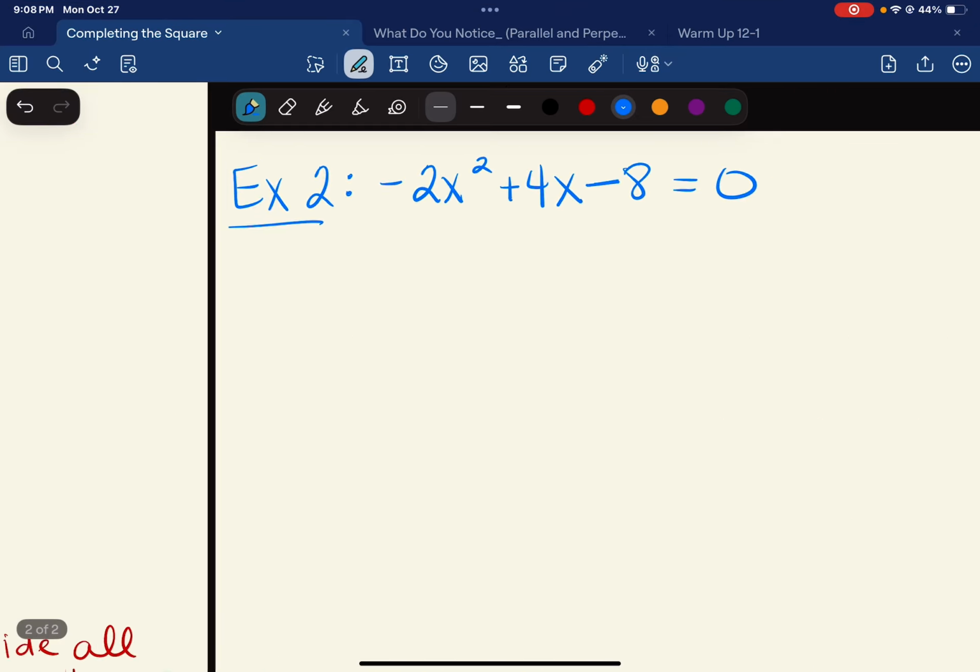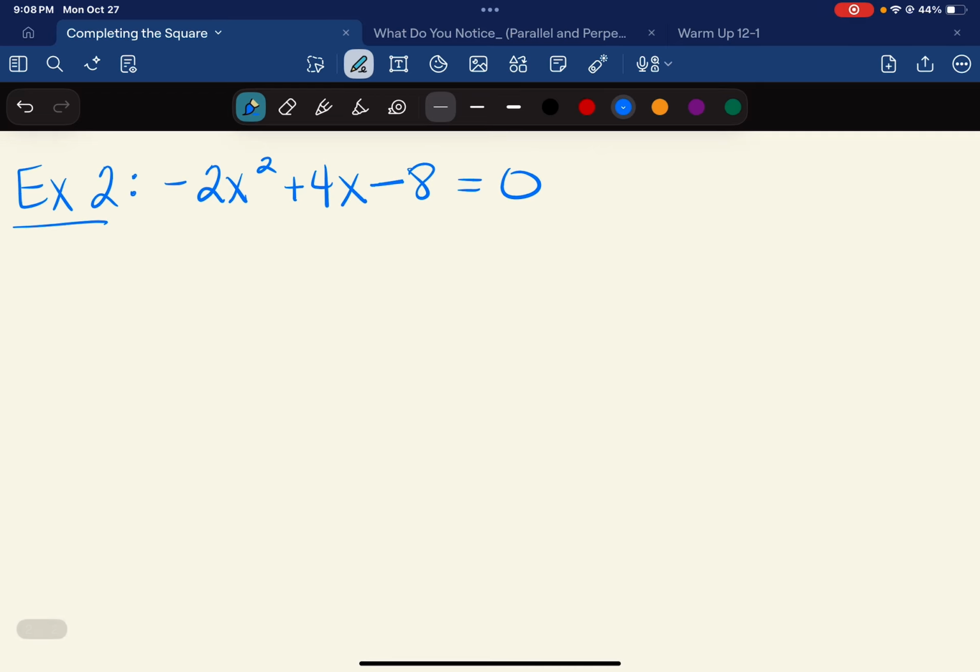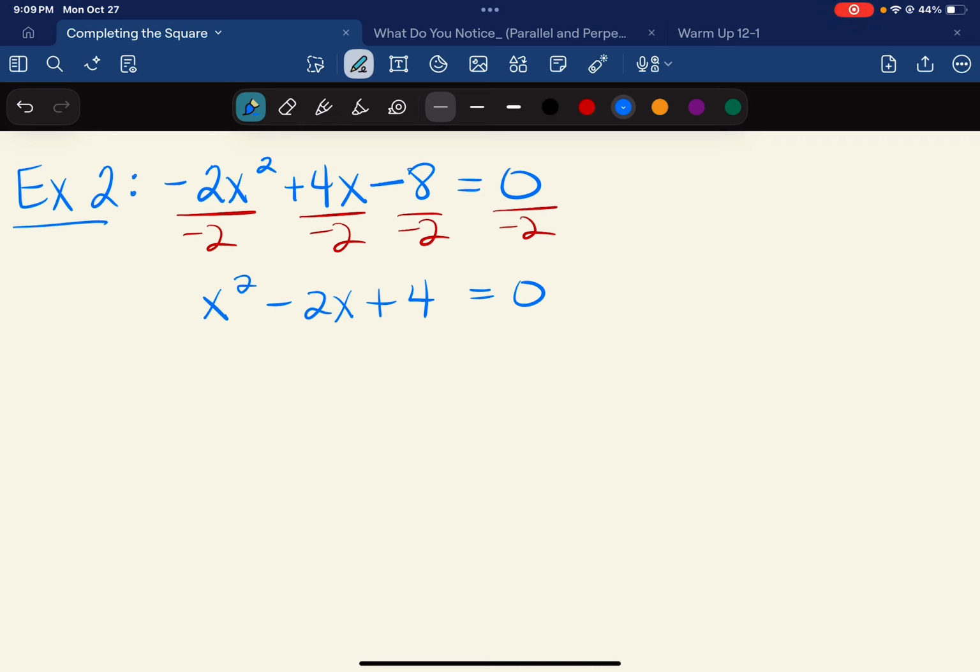Okay, let's try another one. We have negative 2x squared plus 4x minus 8 equals 0. Divide by your a value first. Divide your entire equation, every term, by negative 2 so that it stays balanced. And we end up with x squared minus 2x plus 4 equals 0. Okay?